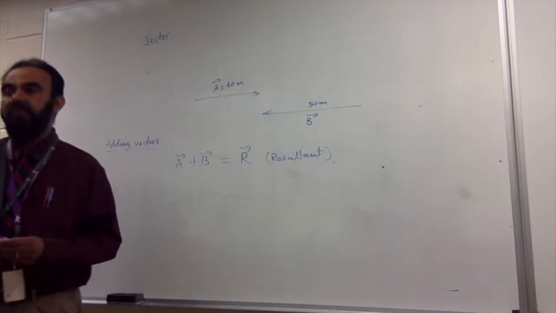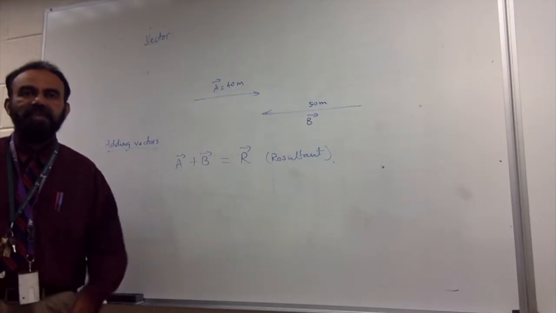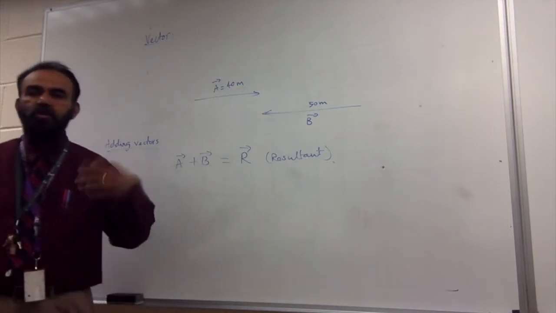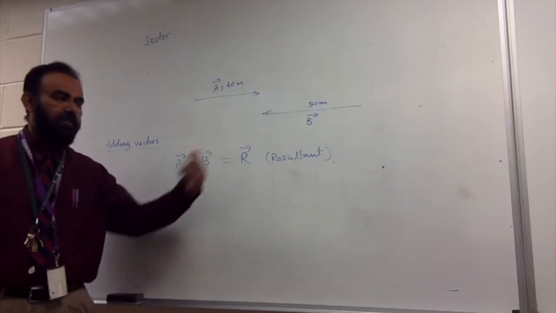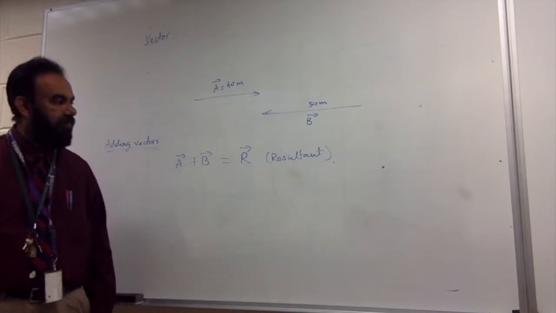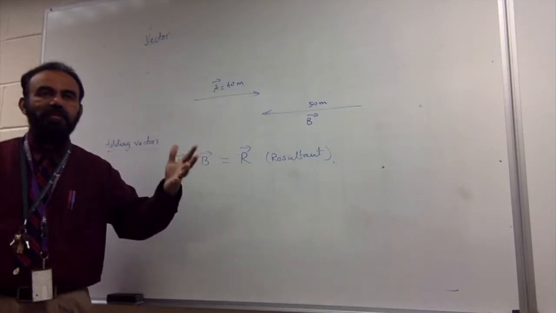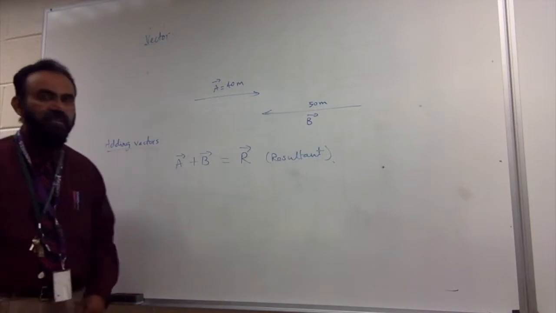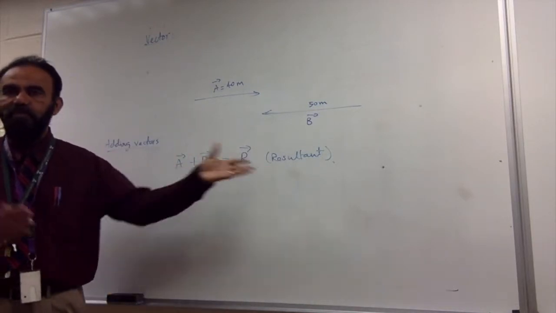R is the resultant. The word resultant simply means the end product, the end result. Resultant simply means what is the overall effect of the two vectors combined. Simple. So R simply means what did you get out of the combination of these two? After adding the vectors, what is your end result? That's called the resultant.